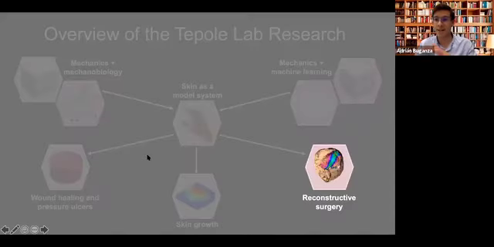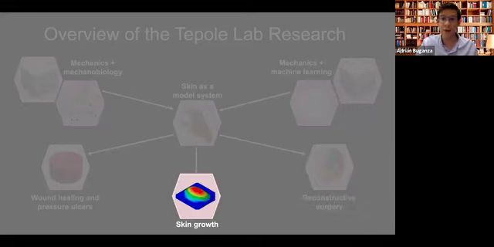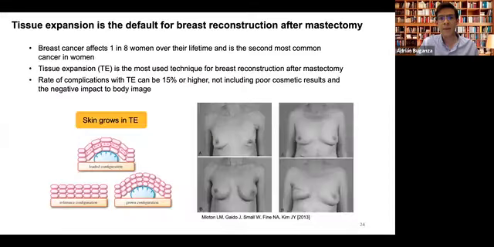So that covers the reconstructive surgery part, and I will just spend a little bit of time on the skin growth project. So the motivation for this is that tissue expansion is the default treatment for breast reconstruction after mastectomy. Breast cancer affects 1 in 8 women over their lifetime and is the second most common cancer in women. And as I say, tissue expansion is the most used technique.